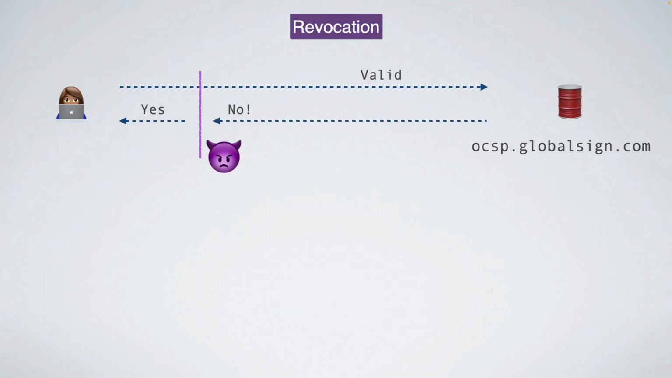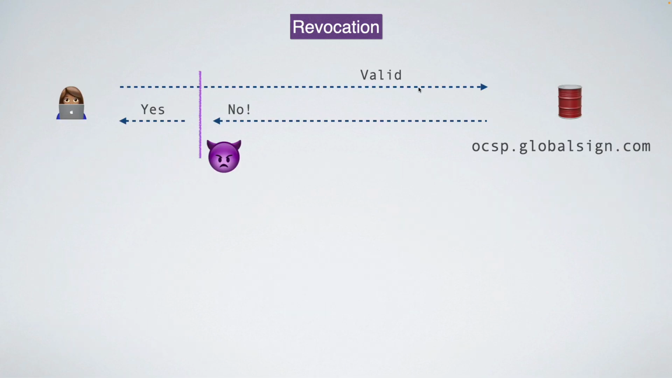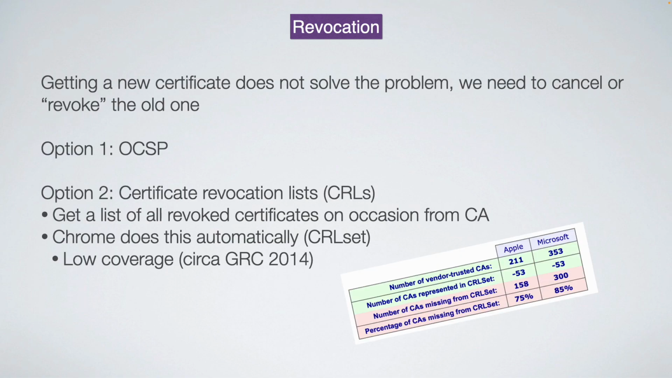Yeah, okay, and because it goes over HTTP, then you can just change the response. So I can ask about a certificate, is it valid? The CA says no, and I just switch it to a yes, and that's fine. Okay, so that's OCSP. So it doesn't really work that well. It fails open. If you don't get a response, it's over HTTP. It's not a great protocol, okay?